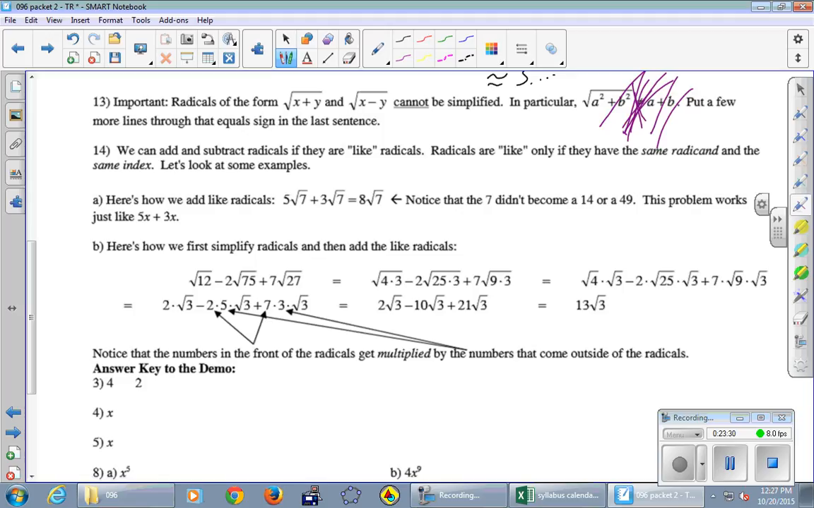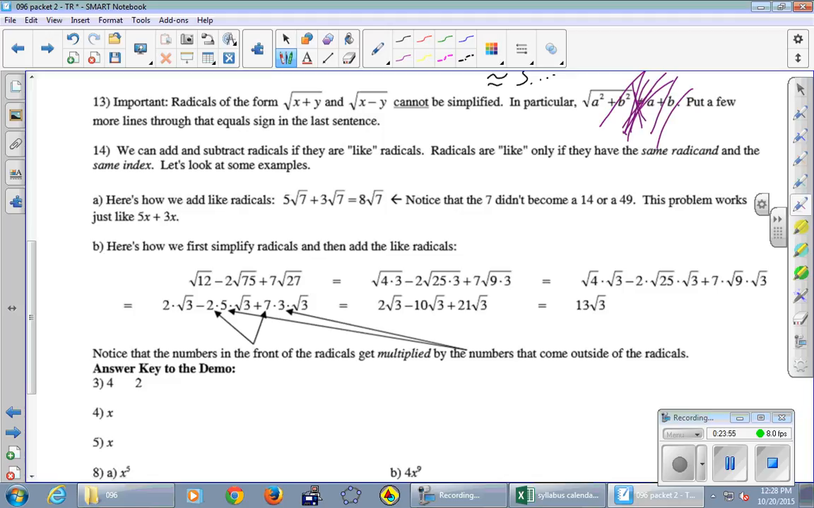5 square root of 7 plus 3 square root of 7. Those guys are like radicals because they both have a 7 inside. What's the index, even though it's invisible? Is 2, right? We all agree that invisible is 2. So because they have exactly the same index and the same radicand, they're like radicals and we can combine them. It doesn't bother me that the 5 and the 3 are different. They're outside. It's just the radical itself.